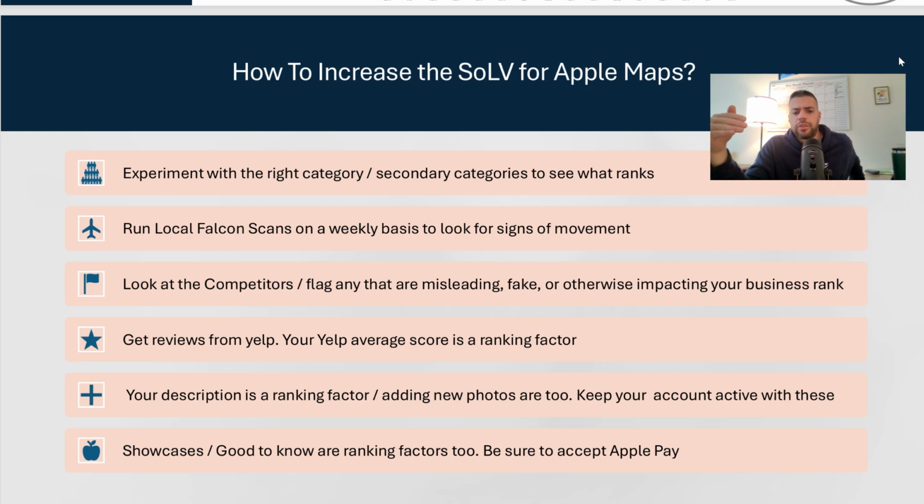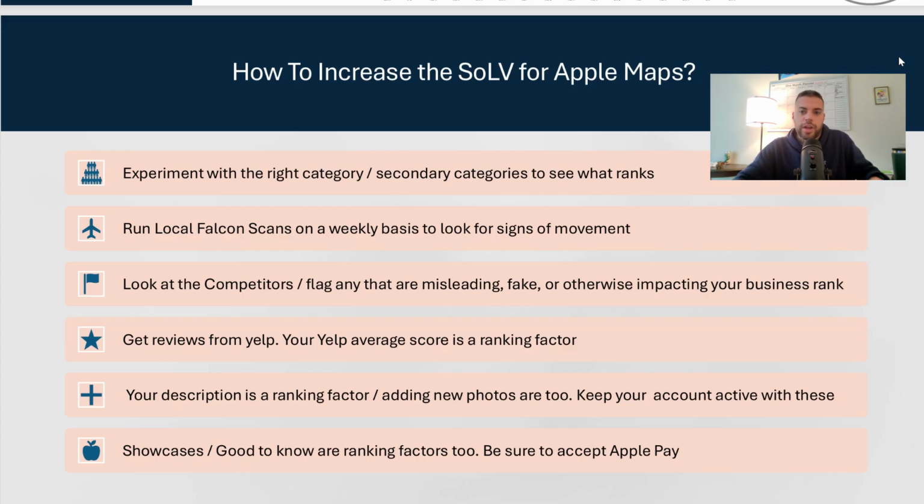And then finally, showcases and good to know are ranking factors. Showcases are things like, call now, or, your first visit is 50% off. But the good to know are factors like, do you accept Apple Pay? Is there Wi-Fi? Is there parking on site, etc. These are good filters to go through and check off, because people who use Apple Maps can then filter results to only show who accepts Apple Pay.